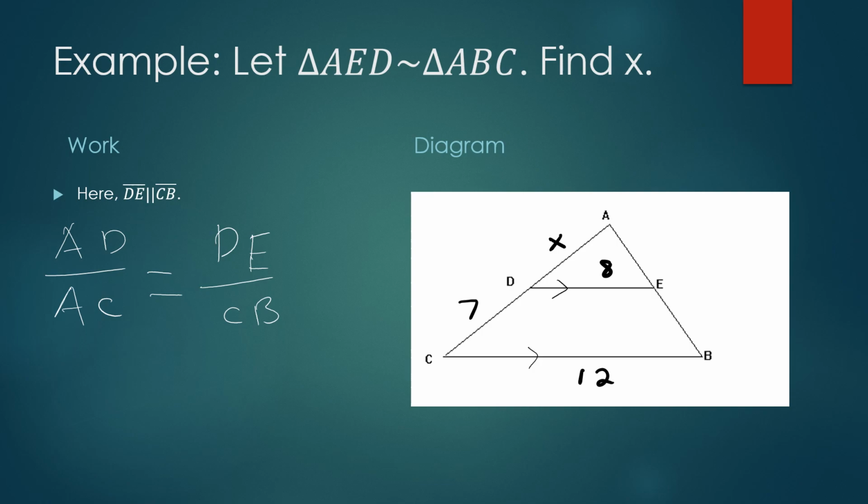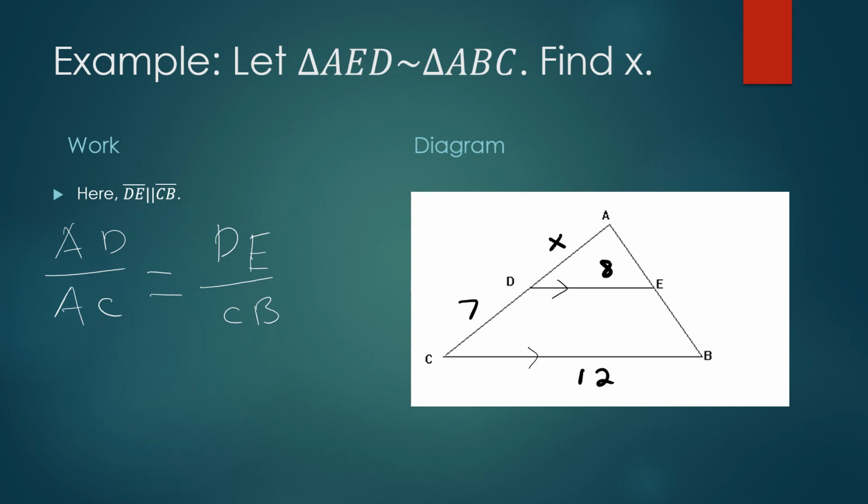So now we're going to fill in what we know. We know that AD is X. We know DE is 8. We know CB is 12. The question is, what's AC? DC is 7, and AD is X. So we're going to combine them together and do X plus 7 for AC.